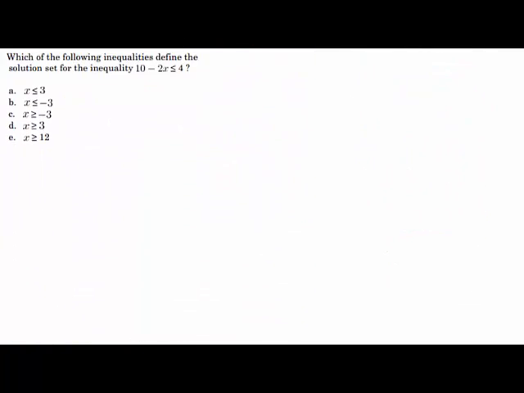Okay, so in this problem, we don't have an absolute value, but I'm going to tweak it in a bit and show you how to solve it if it did have an absolute value. But right now, it's pretty much just asking you to solve for x. So let's do that. So 10 minus 2x is less than or equal to 4.